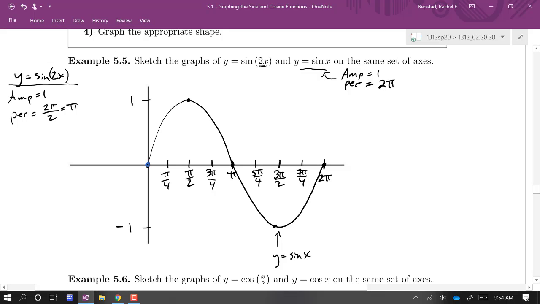So again, it starts at 0. Now it reaches the peak at pi over 4. It's down at 0 again at pi over 2. At 3 pi over 4, it's at its lowest point. And at pi, we're back to 0. So I'm taking the same behavior, I'm just compressing it horizontally to fit into this shorter period. And if I want, since I've graphed a whole period of sine, I could just extend this and graph another period of sine of 2x. I don't have to, but it's enjoyable.